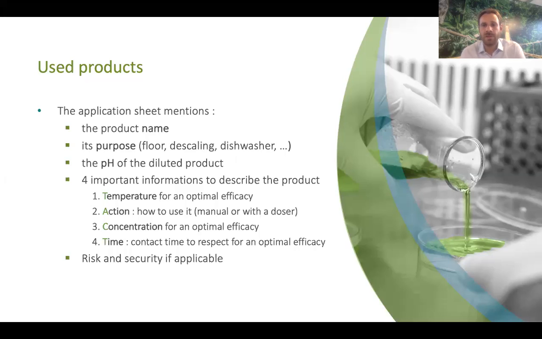The concentration is a very important part also, because there is always a good concentration, the recommended one. You need to qualify and verify that the concentration is the good one, because most of the time we are using automatic dilution systems, and those systems need to be calibrated. If you are, for instance, using a product at 3%, you need to be sure that the system is giving you 3%.